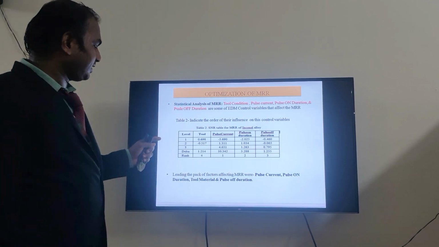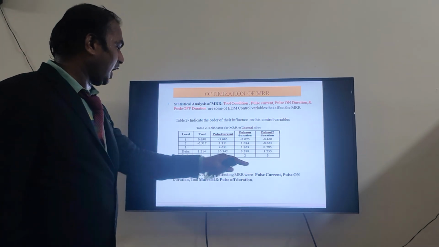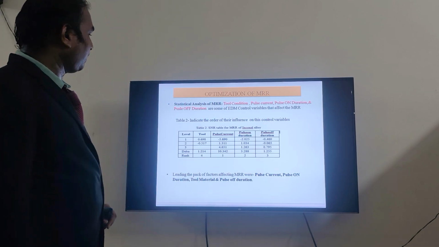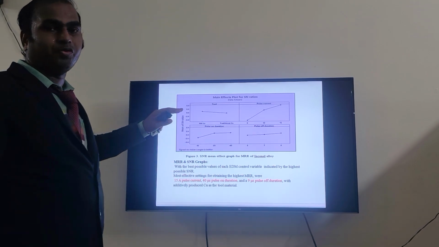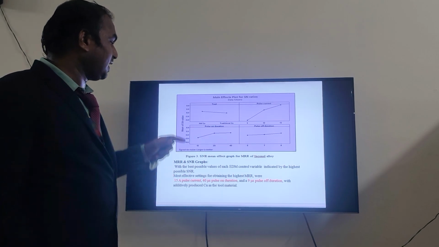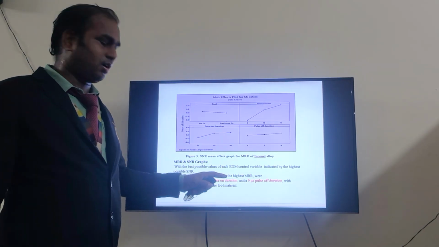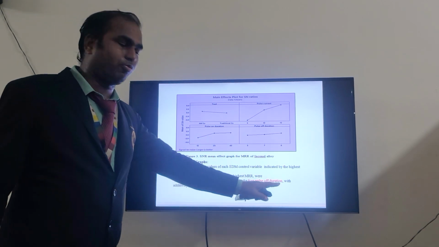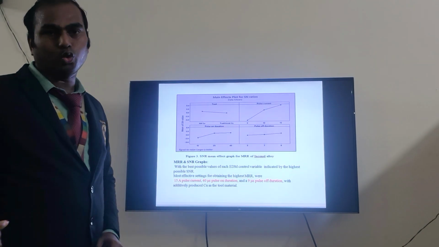In this table we can note that the leading peak factors that affect the MRR are pulse current, pulse on duration, tool material and pulse off duration. In the next slide I will explain how the MRR is shown in the graph. The best possible EDM control variables indicate the highest material removal rate with the best SNR, with 15 amps pulse current, 40 pulse on duration and 9 microseconds pulse off duration, which clearly shows that additively produced copper makes a very fine tool material.